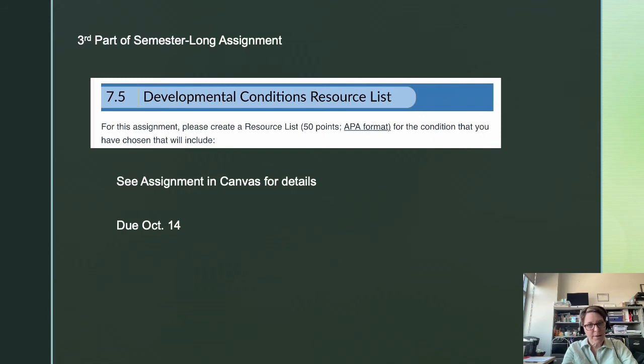So as you're preparing these documents, think about them not just as school assignments, but think of them as hopefully resources that you and your colleagues can pull on in the years to come.